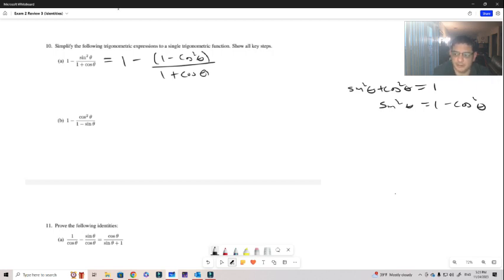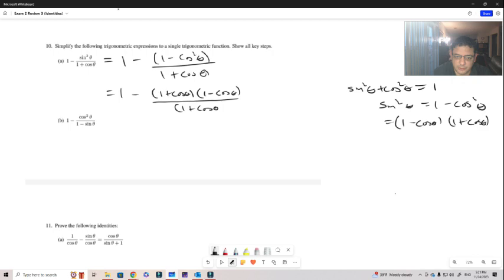Now, the next step is that this can be seen as a difference of squares. So this is 1 minus cosine of theta times 1 plus cosine of theta. Okay, so if we do that part, we get 1 plus cos of theta, 1 minus cosine. Remember, the order doesn't matter too much, 1 plus cosine, since it's a multiplication. And so at this point, we have this in top and bottom.